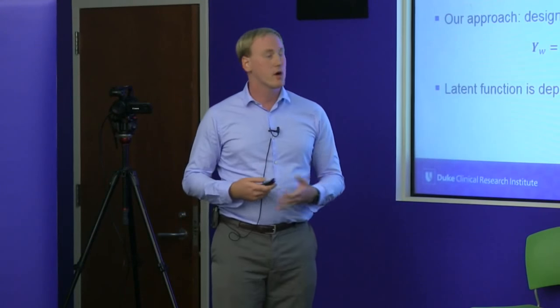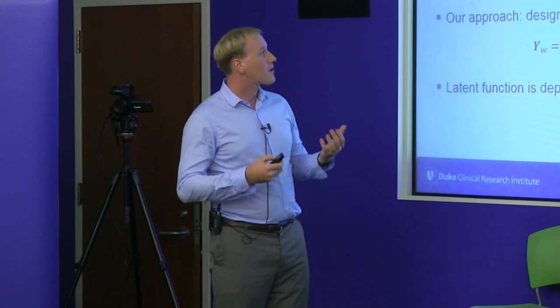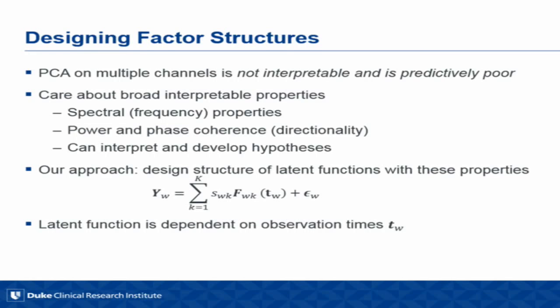And so a lot of what our work has been on is how can we actually design these features or design these factors such that we can understand what's going on. We know that we care about some particular things. We know we care about these spectral or frequency properties. We know we care about power and phase coherence, or this directionality that I was talking about. We want to know what brain region is sending information to what other brain region.